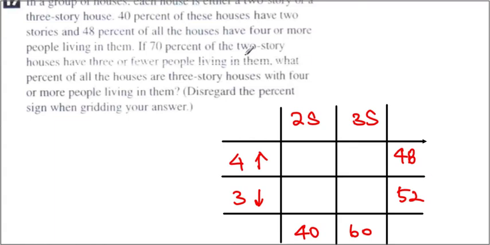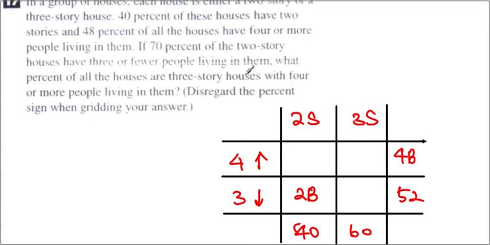And 70% of the 2-story houses, 70% of the 2-story houses, so 70% of 40%, have 3 or fewer people living in them. So that means 70% of 40 becomes 28. So in fact, 28% of the houses will be 2-story with 3 or fewer people living in them.